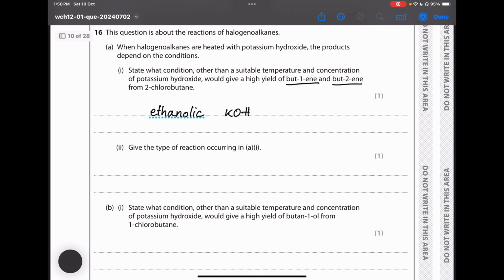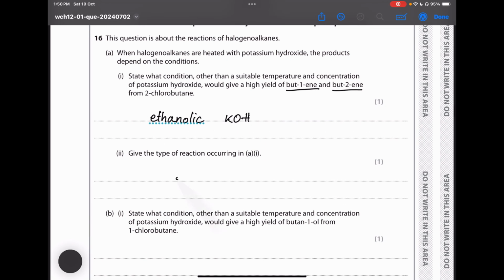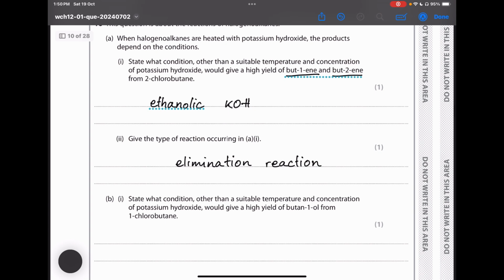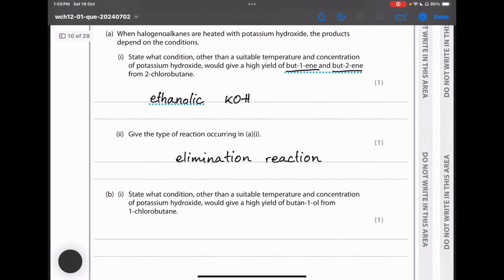Give the type of the reaction occurring in A1. This is an elimination reaction. Why elimination reaction? Because from chlorobutane, chlorine is going to be eliminated along with two of the hydrogens, producing alkene along with water.